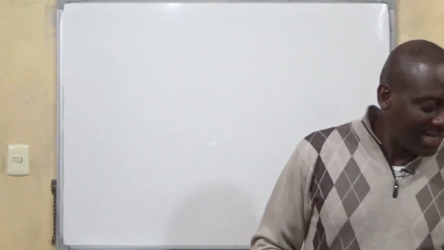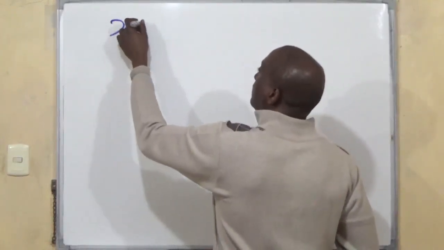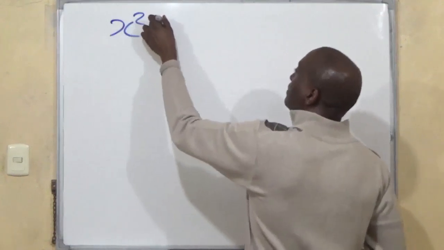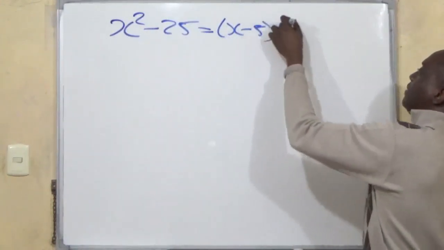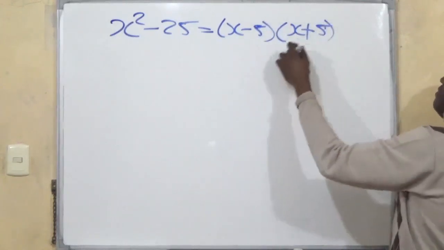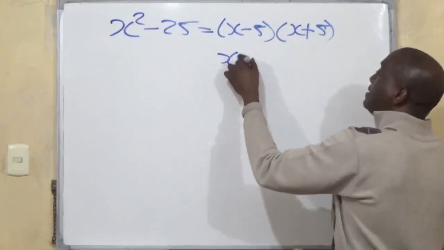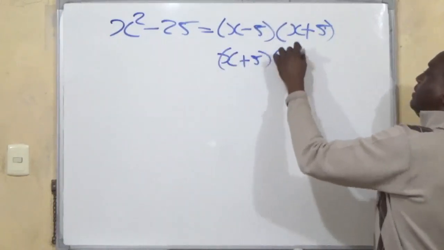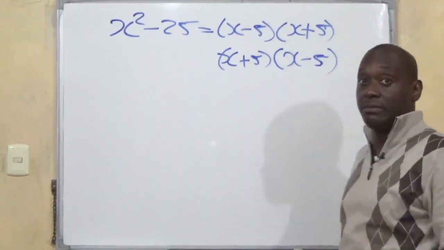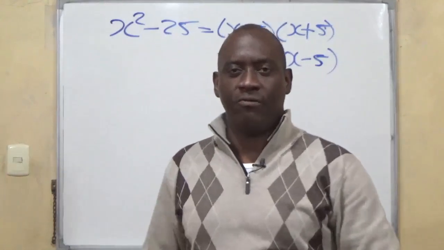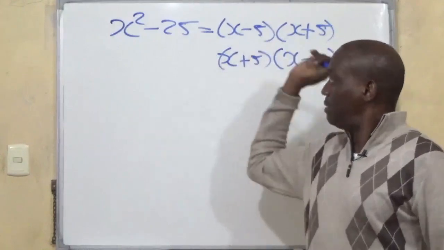And at that point, we saw that x squared minus 25 was equal to x minus 5 into x plus 5. And we agreed, based on the commutative property, that that is the same thing as x plus 5 into x minus 5. So it really doesn't matter which one you put first. That is simply a matter of personal preference. Yeah?